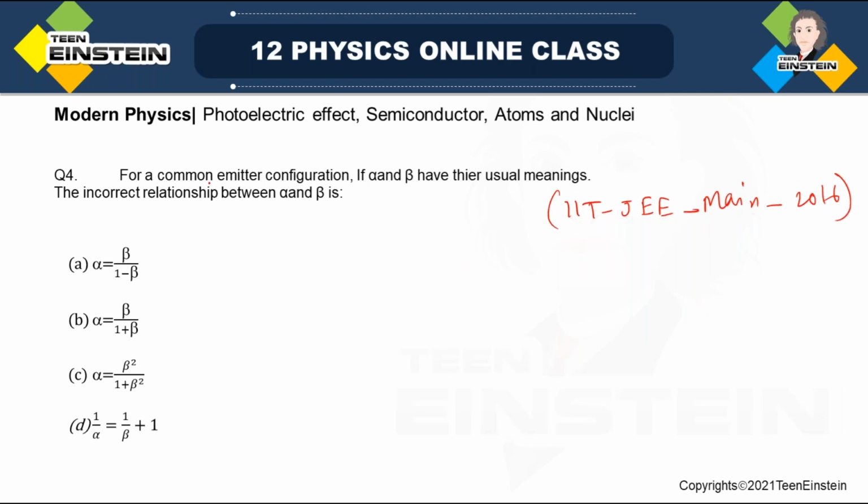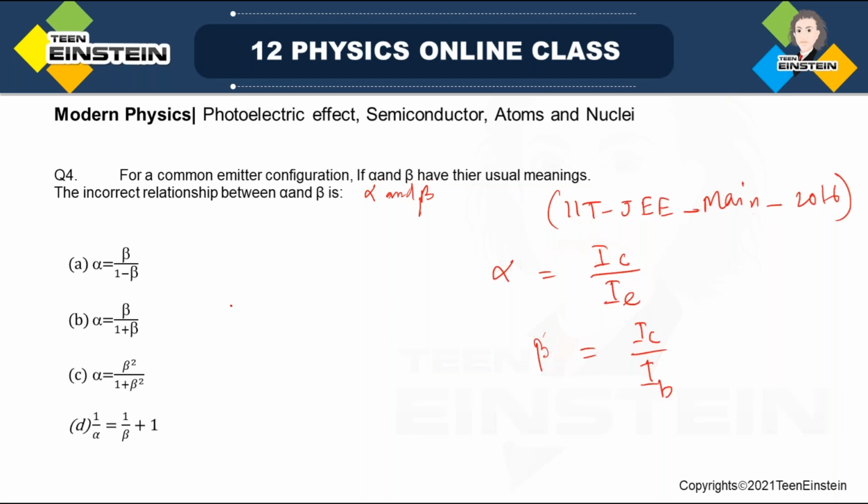So this question says, in the common emitter configuration, here it is alpha and beta. You know, alpha is current gain. Alpha is given by IC by IE. And beta is also current gain. These are all DC current gain. Here we are writing IC by IB, so beta is IC by IB.